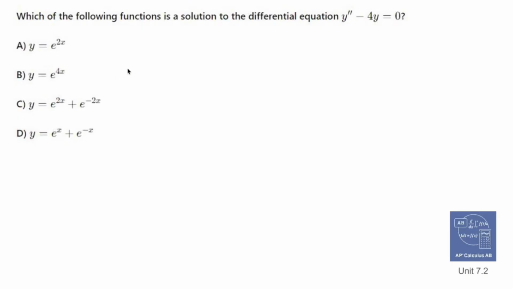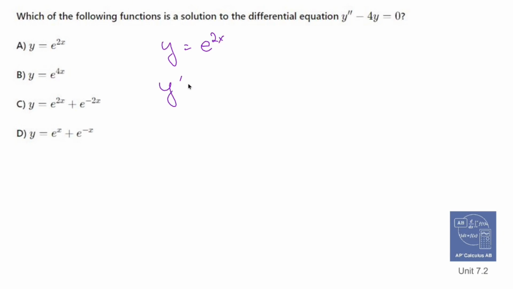Which of the following functions is a solution to the differential equation y double prime minus 4y equals 0? Well, in order to do this, we have to find out what y double prime of these guys are and test them out. So let's start out with A, where y equals e to the 2x.